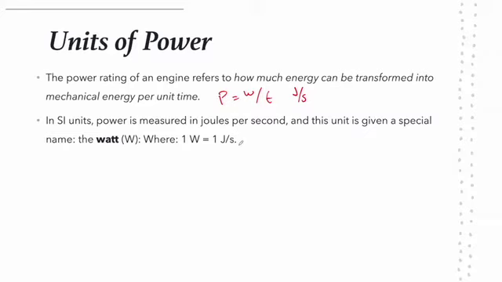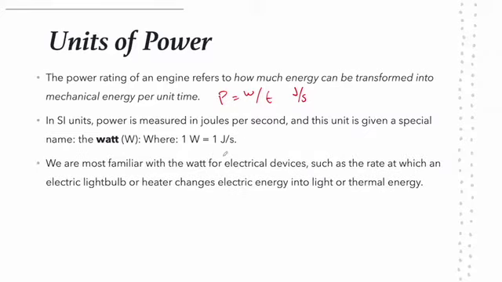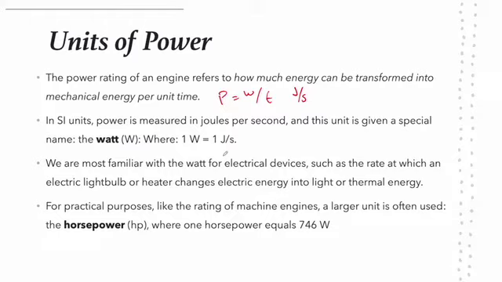Now, you may be familiar with the unit of watt, right? Talking about light bulbs or heaters or some speakers that give the output in watts. But sometimes for machines or engines or motors or anything like that, we have another unit that you might also be familiar with, and that is the horsepower, where 1 horsepower is equal to 746 watts.